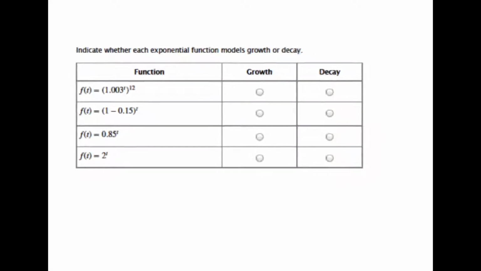Well, growth and decay. Okay, remember, anything greater than 1 is a growth. So, greater than 1, growth. 1 minus that will be less than 1, decay. 0.85, less than 1, decay. 2, definitely a growth.